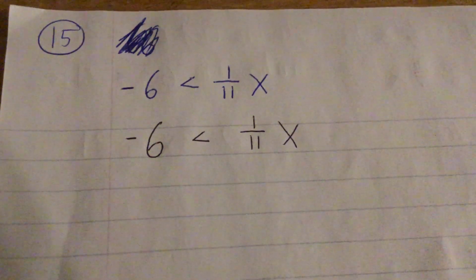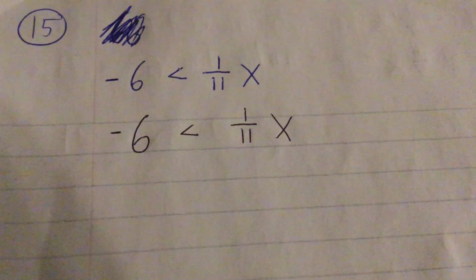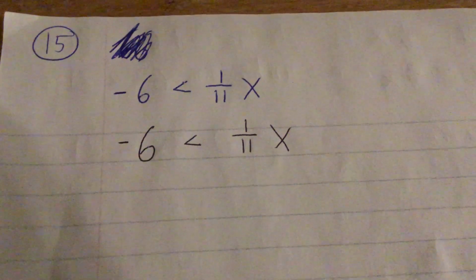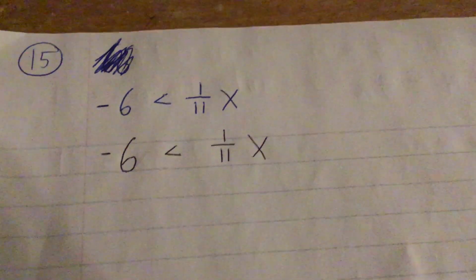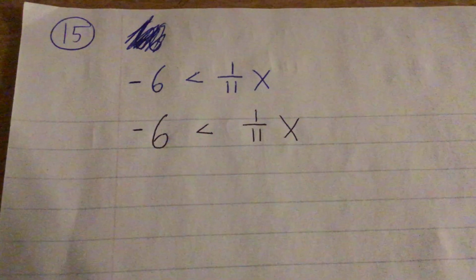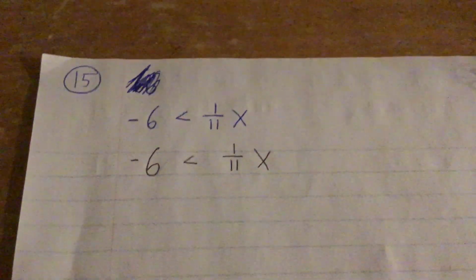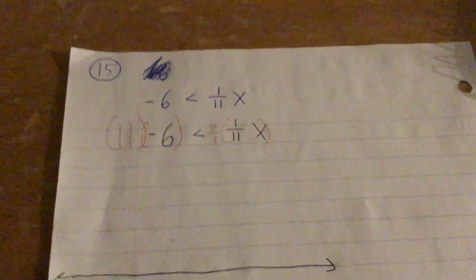Negative 6 is less than 1/11th of x. How would I solve this problem if this was an equal sign problem? An equation? I would need to multiply both sides by 11 over 1, or 11. Now be careful.